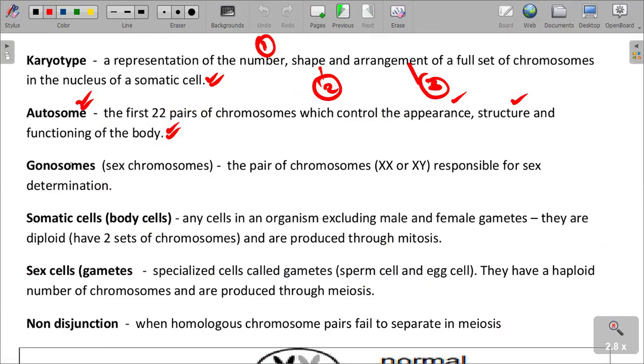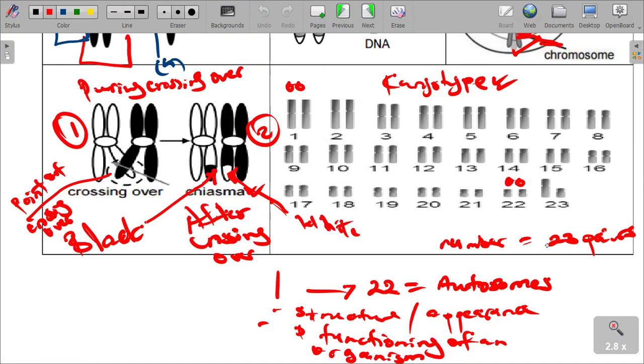And then we have gonosomes, which are called sex chromosomes, the pair of chromosomes X or Y responsible for sex determination. As we go back again, gonosomes define the sex determination. If you look here at number 23, it identifies the sex chromosomes.